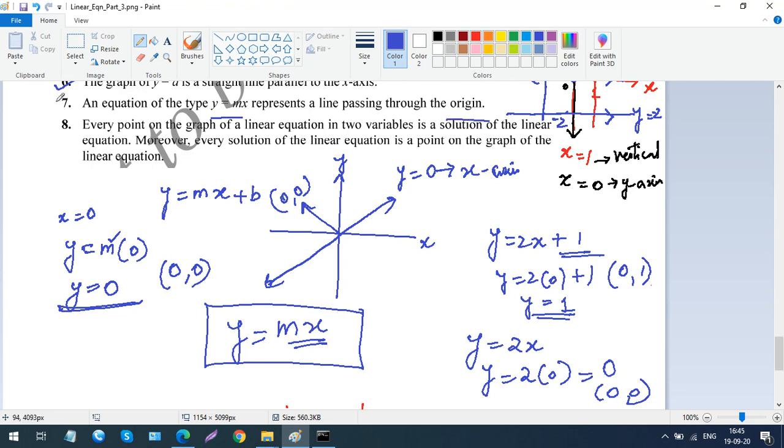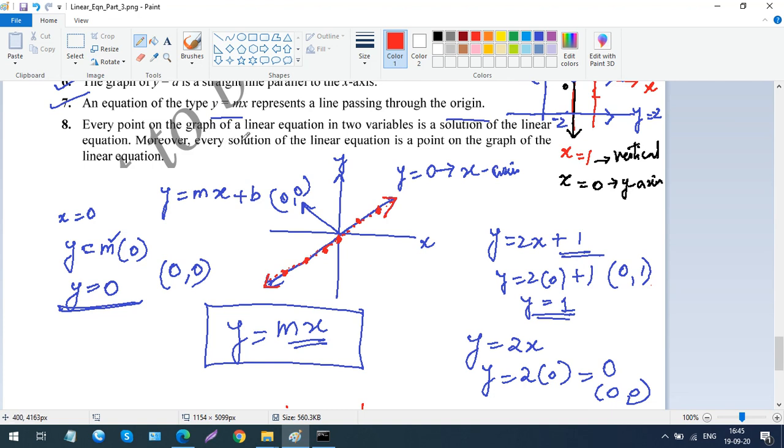Okay, now coming to the last point. Every point on the graph of a linear equation in two variables is a solution of the linear equation. That means, if there is a linear equation, let's talk about this particular line which I have drawn. Every point on this line is called a solution. So many points are there, right? You cannot count how many points are there. Each and every point lying on the line is actually a solution of the linear equation.